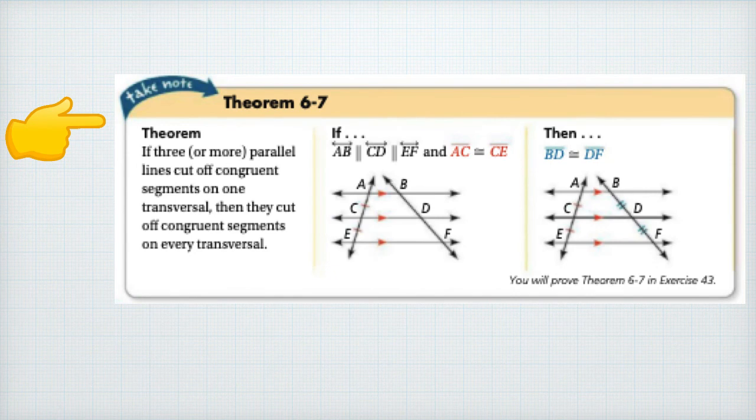Let's have Theorem 6-7. If 3 or more than 3 parallel lines cut off congruent segments on one transversal, then they cut off congruent segments on every transversal. So in this case, line AB is parallel to line CD and is parallel to line EF. Therefore, AC is congruent to CE. So what about the segments that were cut from the other transversal, which is this line BF? So also, BD is congruent to DF.